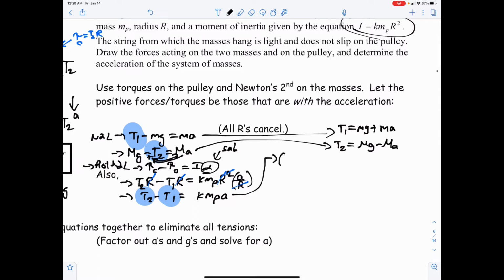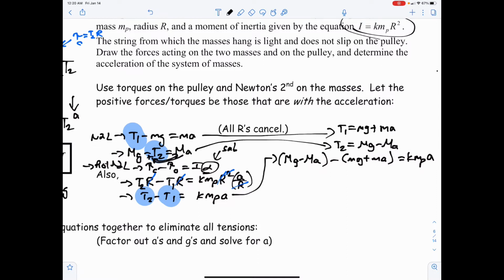So we'll start with T2. Big Mg minus big Ma, minus, right, your value for T1, which is little mg plus little ma. And all that is equal to K times mass of the pulley times A. Now you can see you've got ma terms in three spots. You've got to get all those together on one side and get everything else over on the other side.